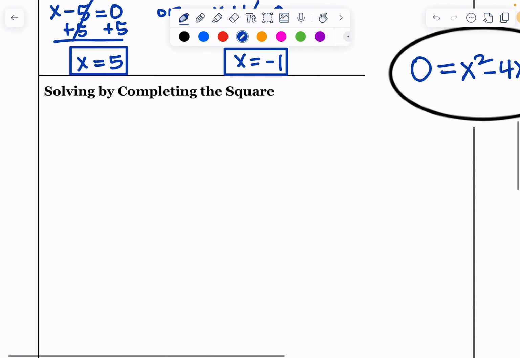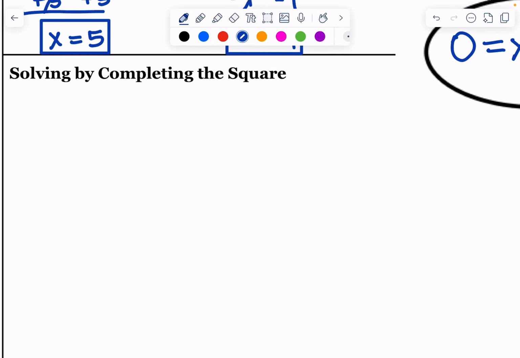The next method that we're going to use is completing the square. So I'm going to go ahead and rewrite the problem.